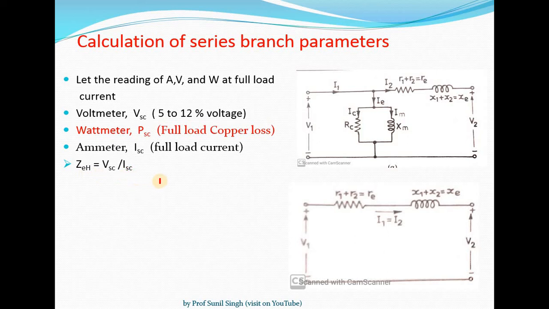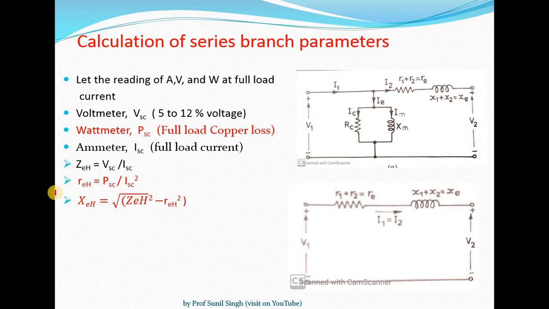Once we calculate Z, next we will calculate REH. We know the value of PSC, power, divided by ISC squared, which is equal to REH. So ZEH and REH are known to us. Simply, leakage reactance can be calculated from this formula: XEH is equal to the square root of ZEH square minus REH square, as we know that Z square is equal to X square plus R square. Now we put here the H.